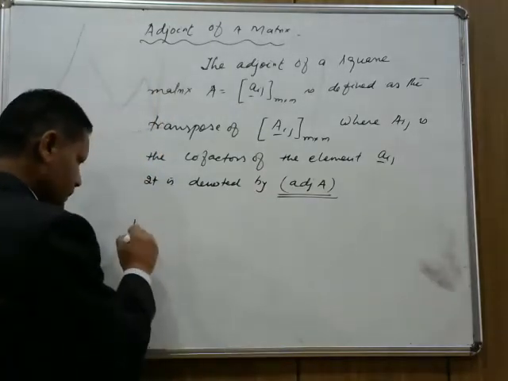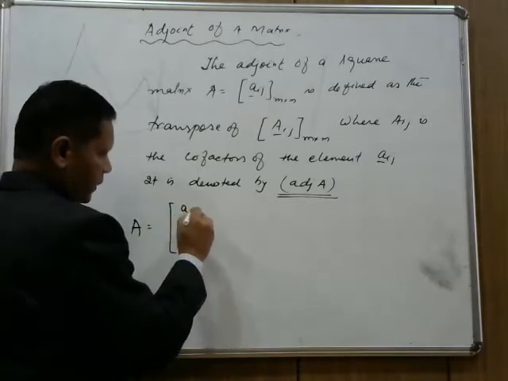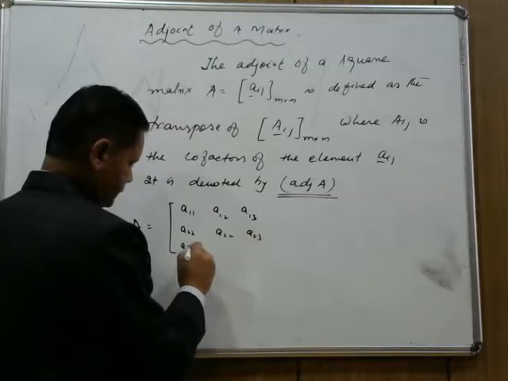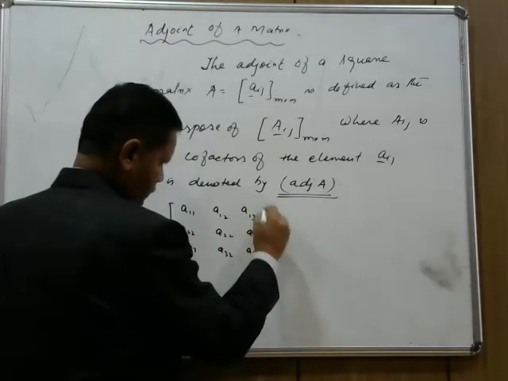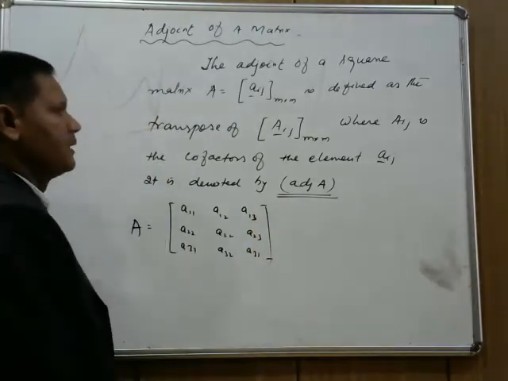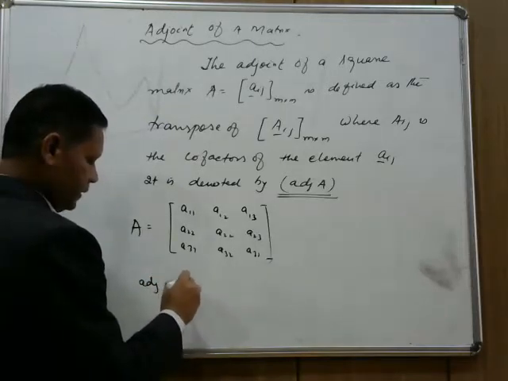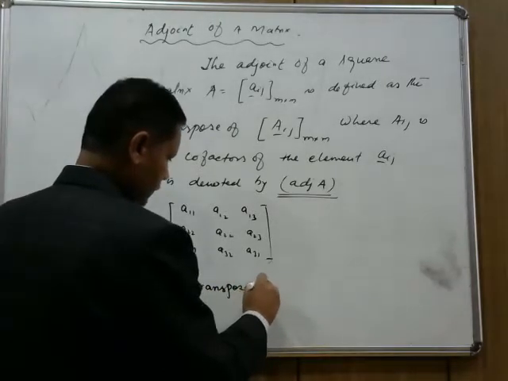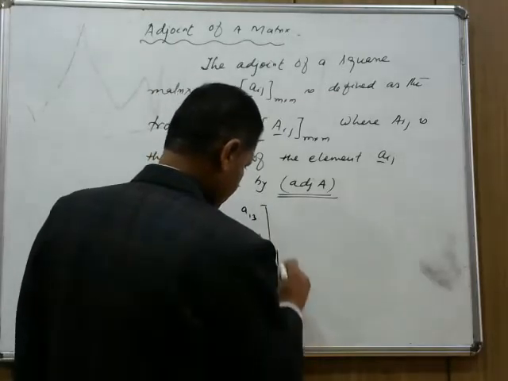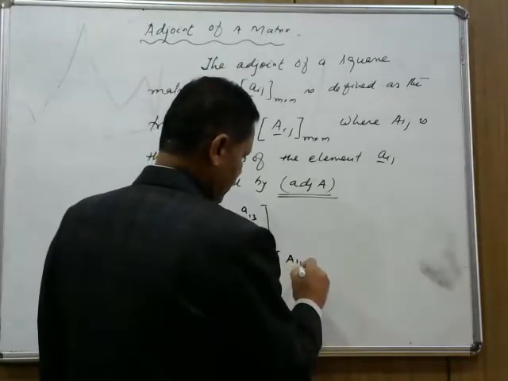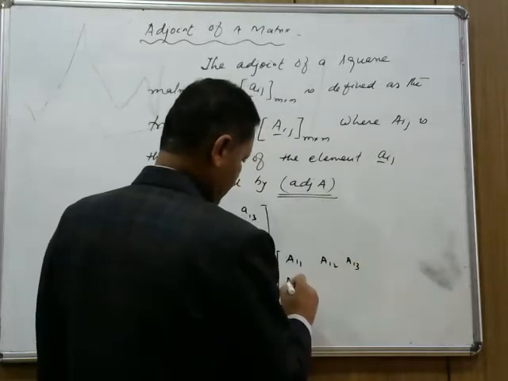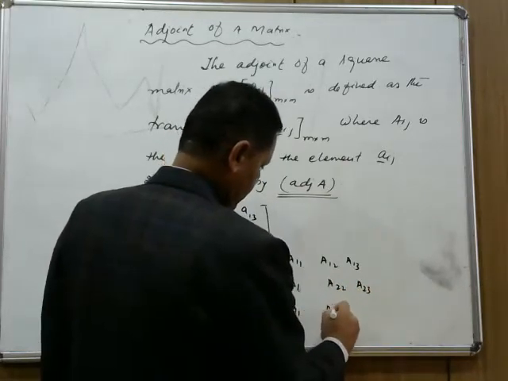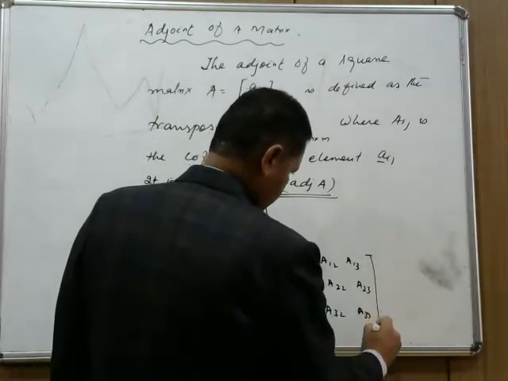Cofactors. That means if I have a matrix A having elements like a11, a12, a13, a21, a22, a23, a31, a32 and a33, and if I am asked to find the adjoint of A, then I will write adjoint of A is equal to the transpose of the matrix of cofactors A11, A12, A13, A21, A22, A23, A31, A32, A33.